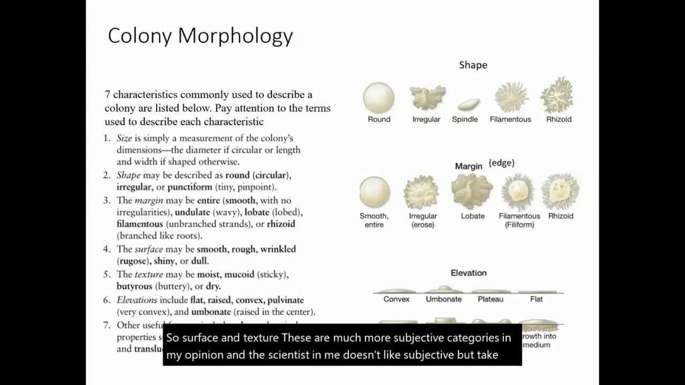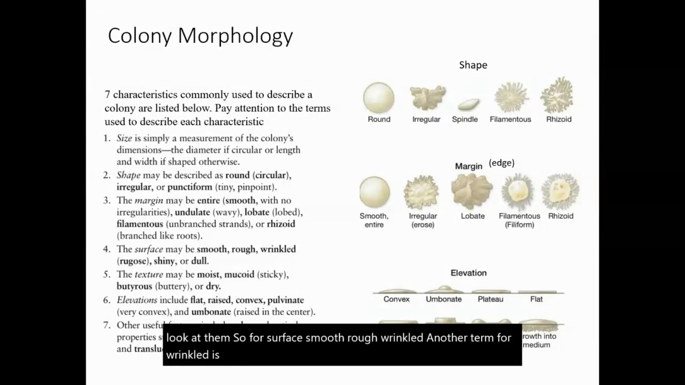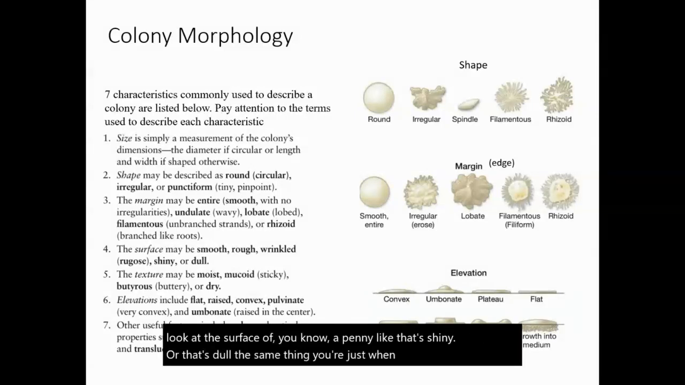But take a look at them. So for surface: smooth, rough, wrinkled (another term for wrinkled is rugose), shiny or dull. Honestly, it's just like when you look at the surface of a penny, you're like, ooh, that's shiny, or ooh, that's dull. The same thing. When you look at the surface of that colony, how would you describe it? Does it look wrinkly? Does it look smooth?